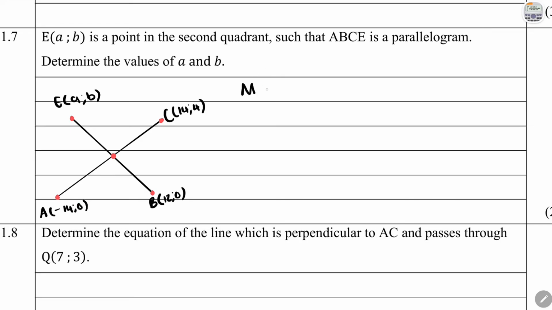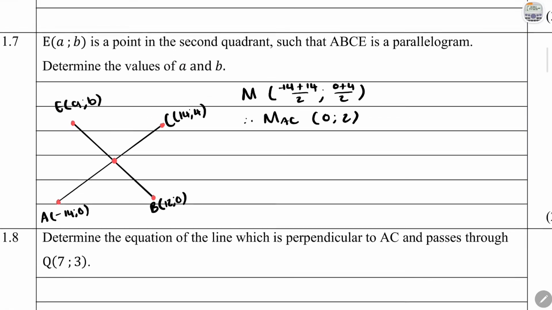So it's going to look like this. The midpoint of AC, we'll find by saying x1 plus x2, so negative 14 plus 14 over 2, and then y1 plus y2, 0 plus 4 over 2. And so that midpoint of AC is 0 over 2, which is 0, and 4 over 2 is 2. So 0 and 2. Okay, it's that y-intercept.